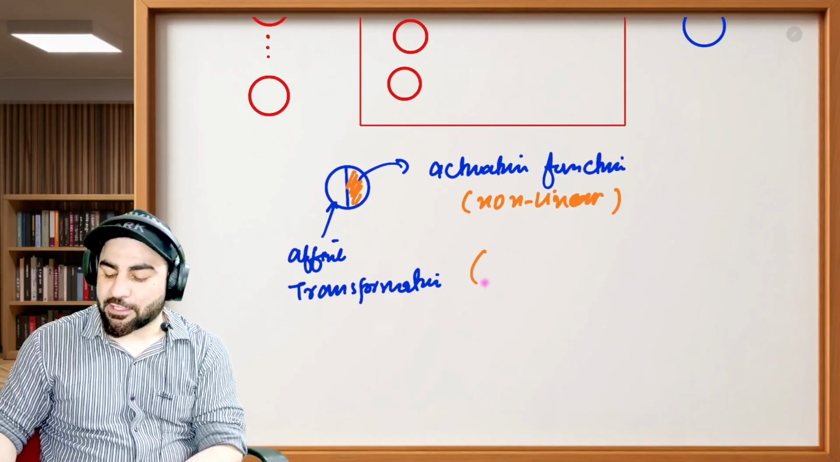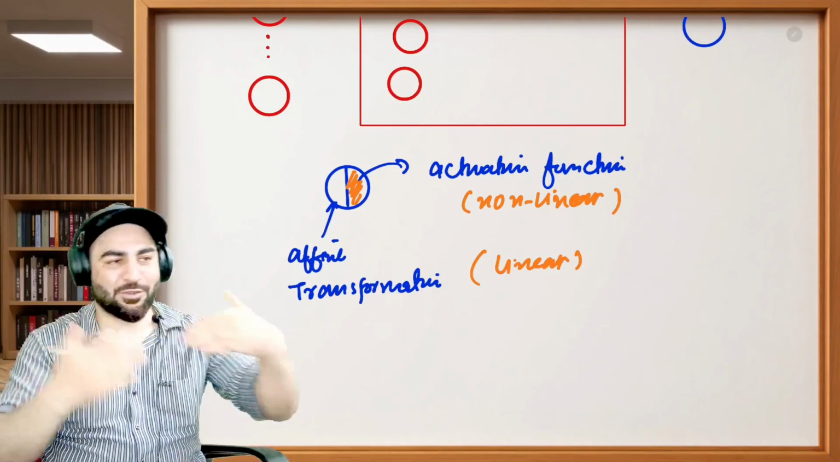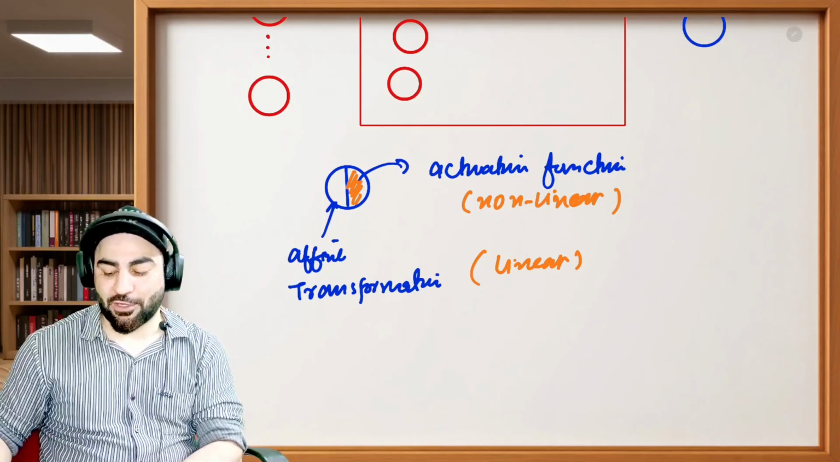And this affine transformation is a linear transformation. So why is it called affine? I told you that if you add the bias, you are shifting it from the origin. That's why it's called affine.